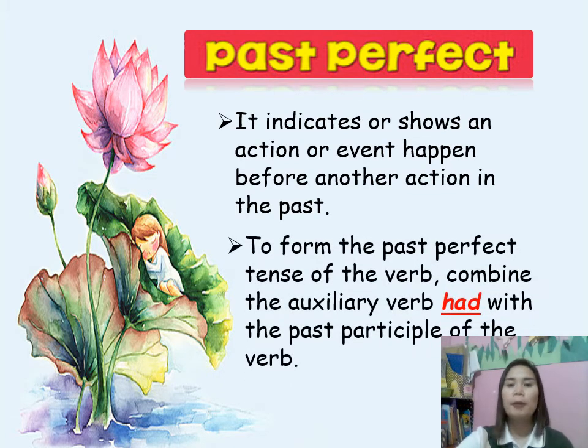To form the past perfect tense of the verb, you have to combine the auxiliary verb had with the past participle of the verb. It doesn't matter if your subject is singular or plural, you have to use had to indicate the past perfect tense of the verb. Okay? So let's have some examples.